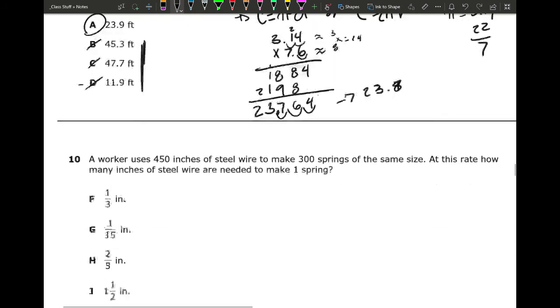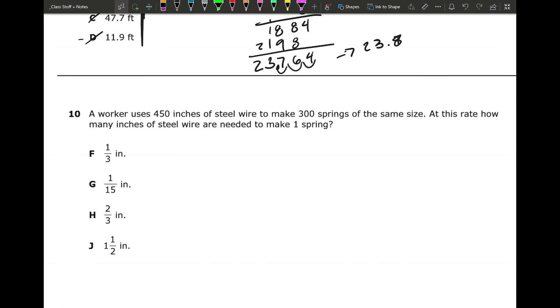Next one, number 10. A worker used 450 inches of steel wire to make 300 springs of the same size. At this rate, how many inches of steel wire will be needed to make one spring? So we're gonna have to find the unit rate. So we're looking for springs. So all we have to do is divide 450 divided by 300. I can go ahead and eliminate the last zero on both of them.